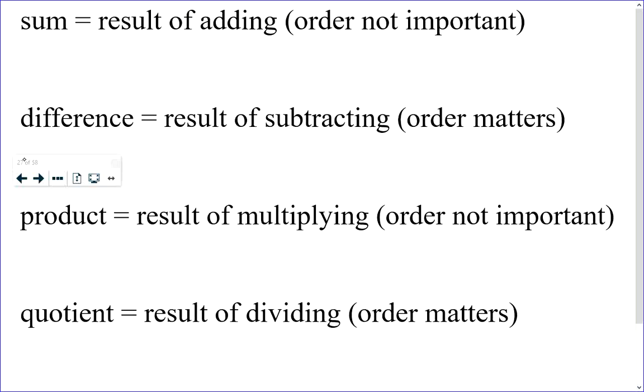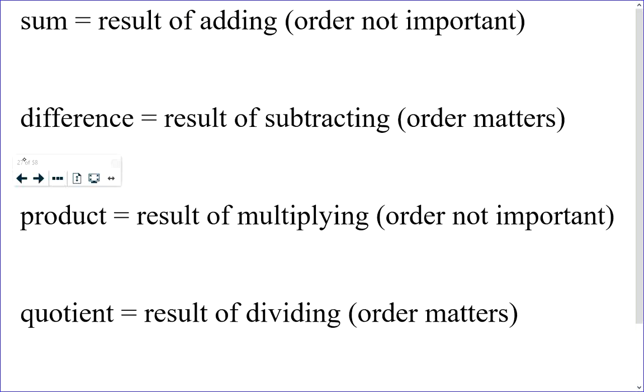Quotient is the word we use to describe the result of division. So for example, 20 divided by 4 gives a quotient of 5. And we've used that word before when we dealt with division of polynomials. But the result of dividing is what we would call an order-sensitive operation. 20 divided by 5 gives you 4, but 5 divided by 20 does not give you 4. It gives you 0.25.